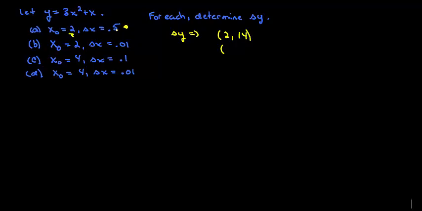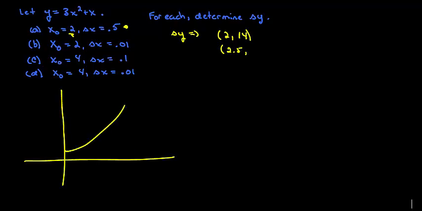Now our change in our x is 0.5, which means we're going out from 2 to 2.5. So if you think about the function, it's got some kind of curve like this. Here's 2 at a height of 14. Now we're going out to 2.5. And the question is, what is its height? So we'll take 2.5 and we'll plug it into this function up here. So we've got 3 times 2.5 squared plus 2.5, which gives us 21.25.